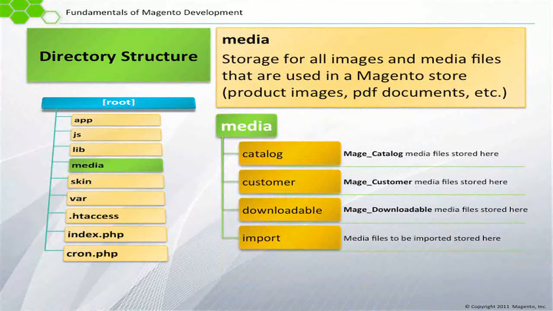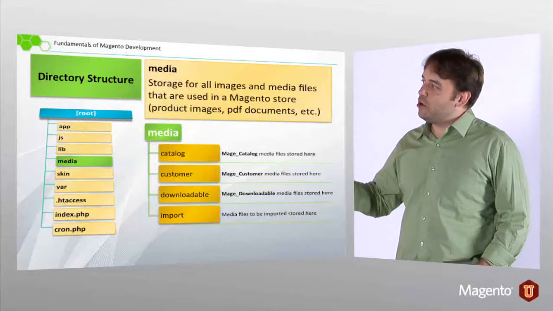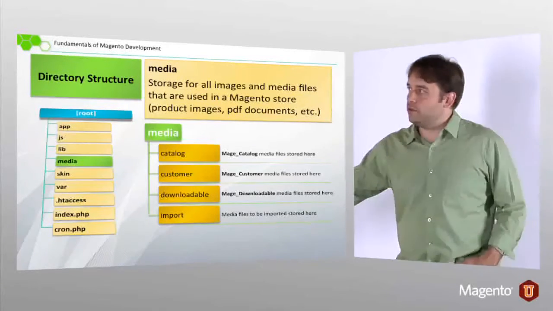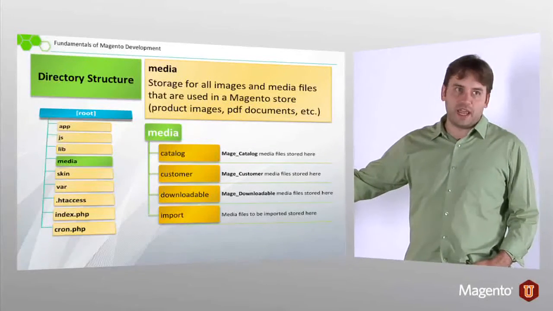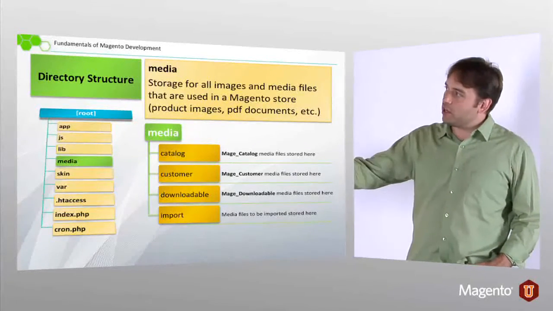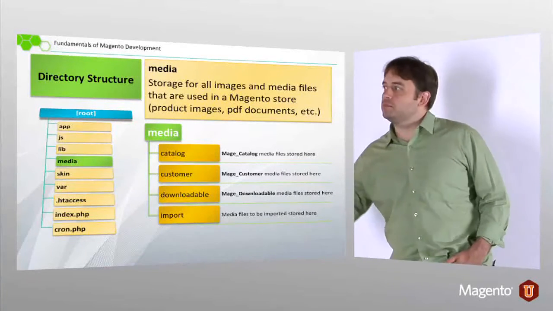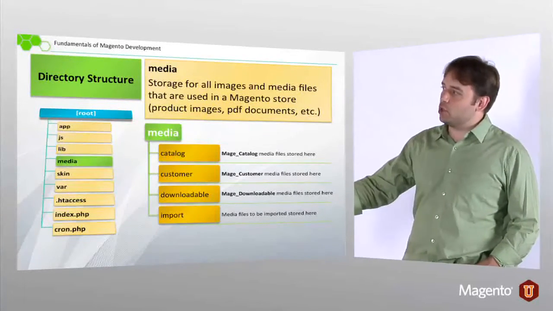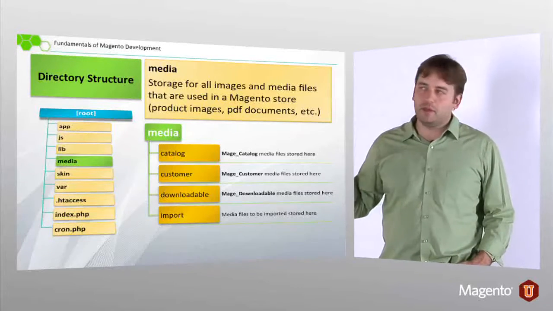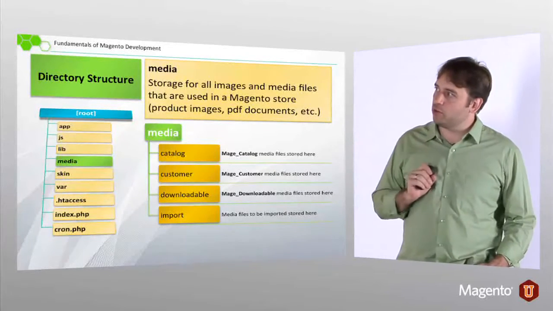So moving along to media. Basically, the idea is that anything that's being uploaded via the admin, for the most part, is going to end up here for a given module. So your images for categories and products are here under media/catalog, downloadable products under media/downloadable, and so forth. So that's where you can go and look for that.